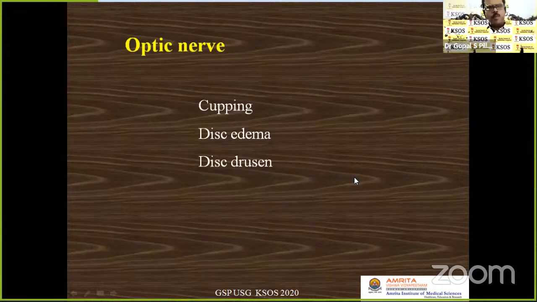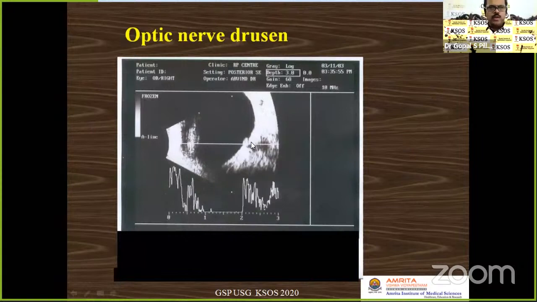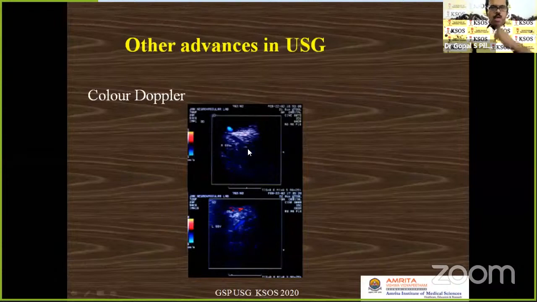Optic nerve cupping, disc edema, disc drusen. So this is optic disc edema, which we showed. This is drusen of the optic nerve, which will also show up in an autofluorescence. This is a glaucomatous cupping. A very mild cupping can be seen here.